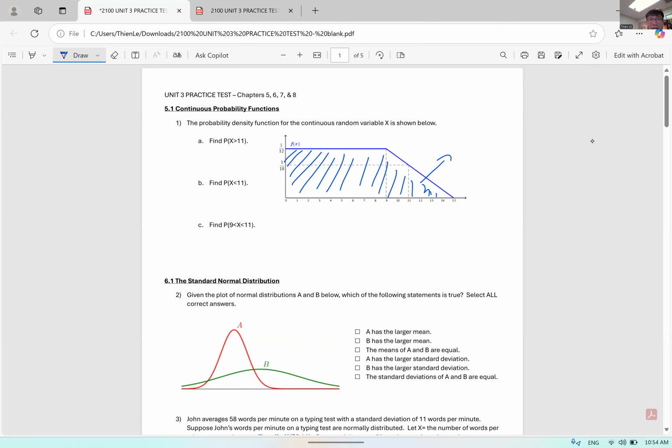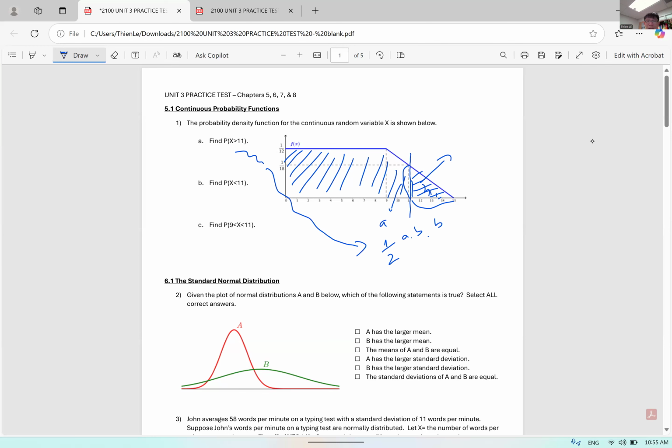So basically you need to find the area where x is greater than 11, right? So which means this triangle here, this area. If you can find the area for this triangle, you finish the task. And you remember the triangle, this is a right triangle. So the formula is this side times this side, half of it. If I call this A and this is B, it would be half of A times B. So this is the probability x greater than 11 here.